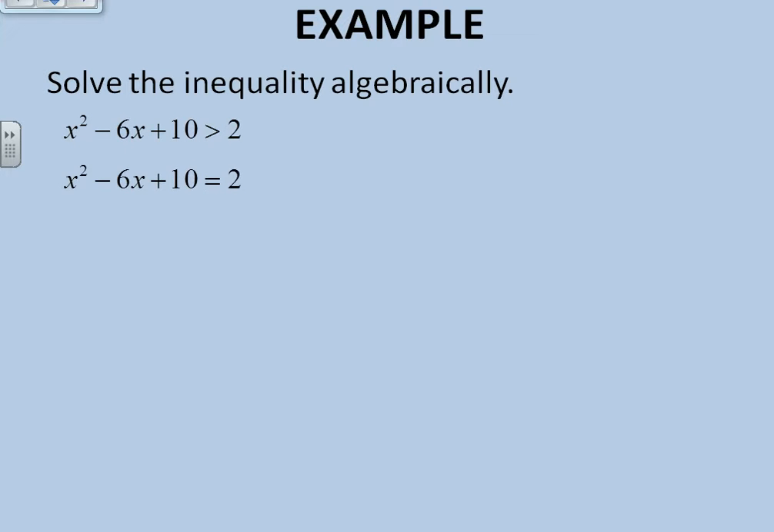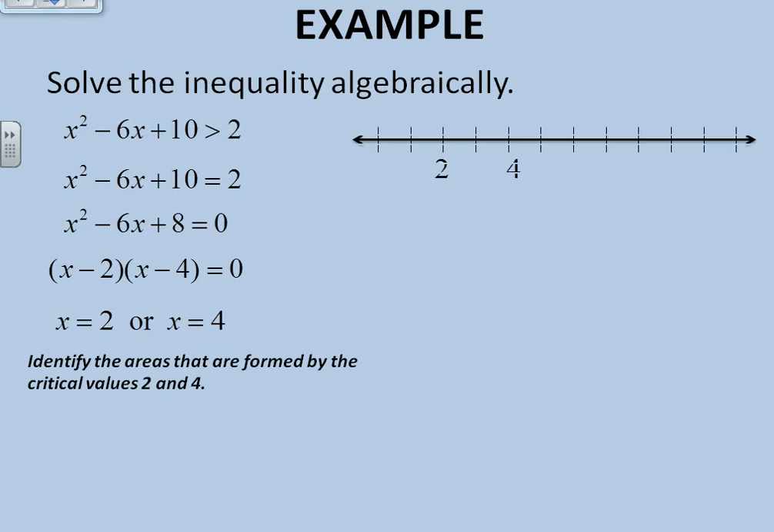First off, we want to jump in and make that an equation so that we can solve it for our critical values. We'll subtract 2 over, so we have x squared minus 6x plus 8. We're now looking for factors of 8 that will add to make negative 6. So we'll use x minus 4 and x minus 2. That tells us real quickly that x is equal to 2 or 4. Those are your critical values for this problem.